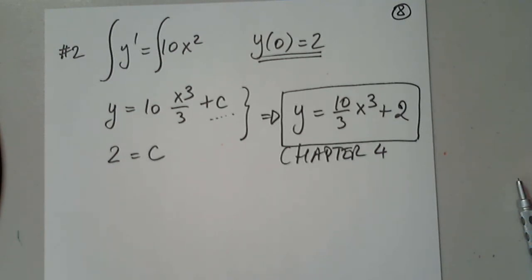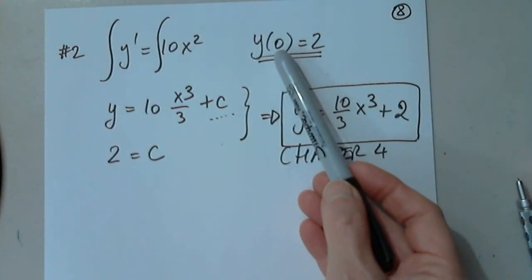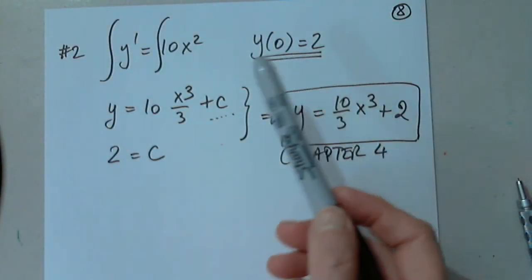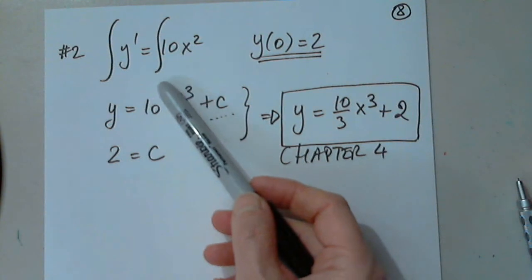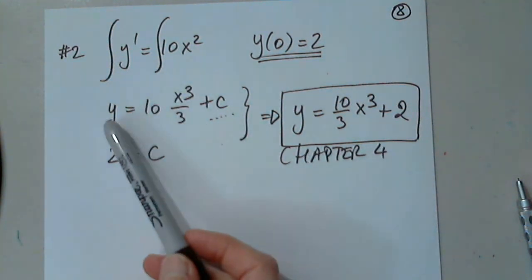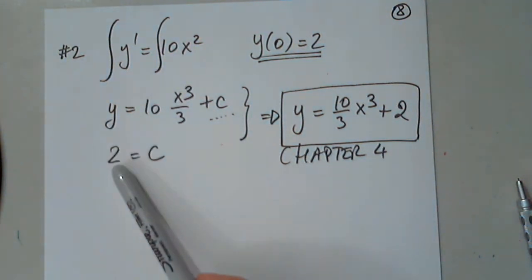I have a quick question about the C. Yes. Why did you put the 2 there? Because we were given the fact that y at 0 is 2. So when I replace x by 0, y is 2. The c has to be the 2. Yes, and that's how we get c to be 2, because we were given an initial condition. So we had to use that.